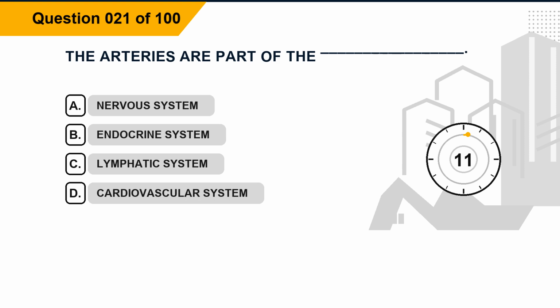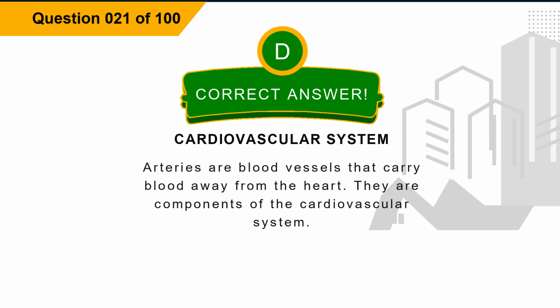Question 21. The arteries are part of the blank. Option A, nervous system. Option B, endocrine system. Option C, lymphatic system. Option D, cardiovascular system. The correct answer is option D, cardiovascular system. Explanation. Arteries are blood vessels that carry blood away from the heart. They are components of the cardiovascular system.